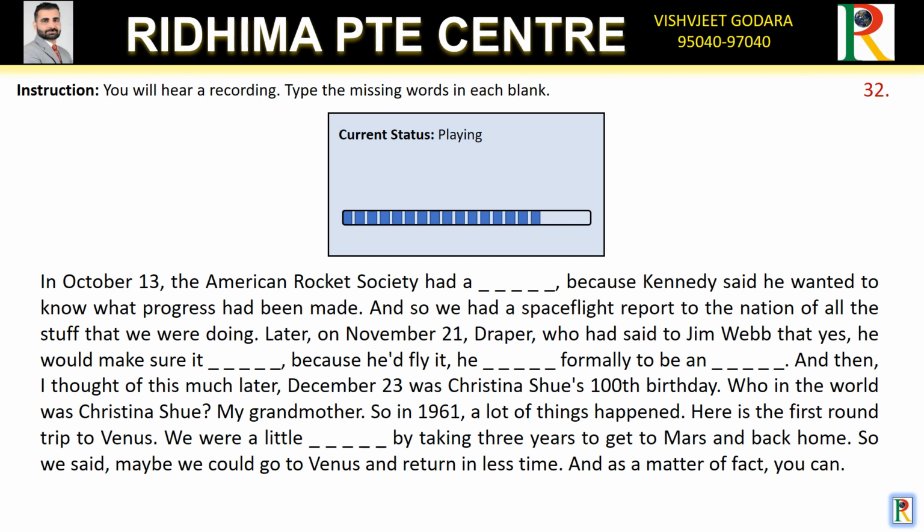Here is the first round trip to Venus. We were a little discouraged by taking 3 years to get to Mars and back home. So we said, well, maybe we could go to Venus a little and return in less time. And as a matter of fact, you can.